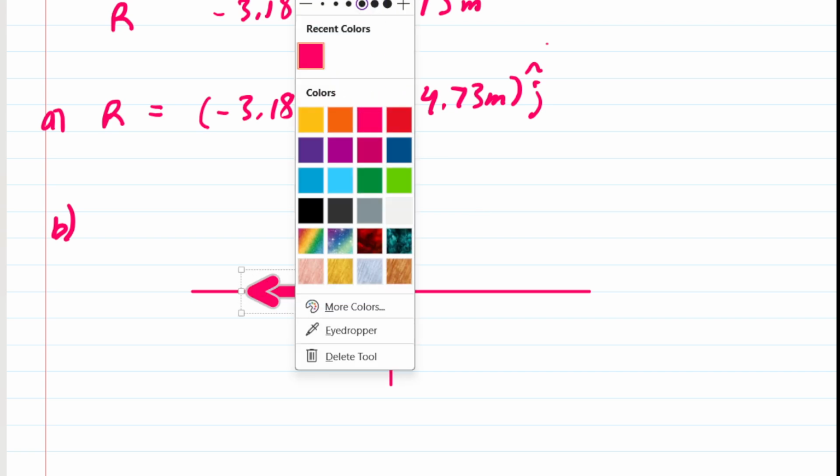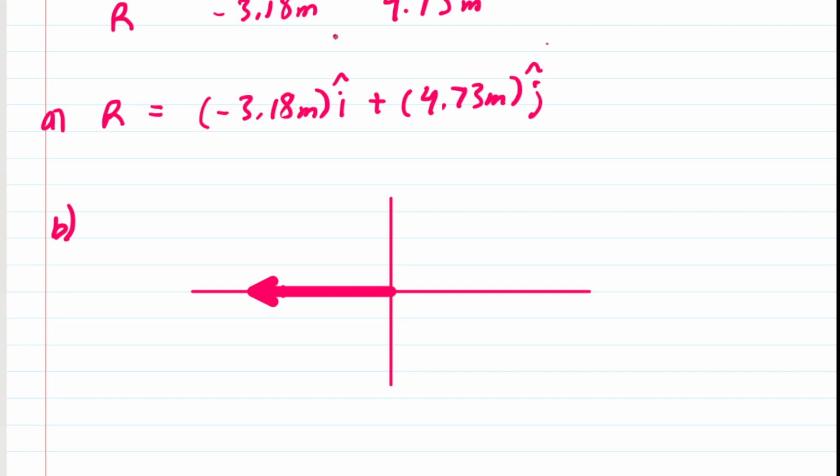And the magnitude, or the length, if you will, of that vector is the 3.18 meters. I generally leave off the negative sign when I draw these diagrams, and the reason for that is because the arrow, or the vector, is already pointing in the negative x direction. So it's a bit redundant if you were to label that negative 3.18 meters. The leftward pointing arrow already shows that it's negative.